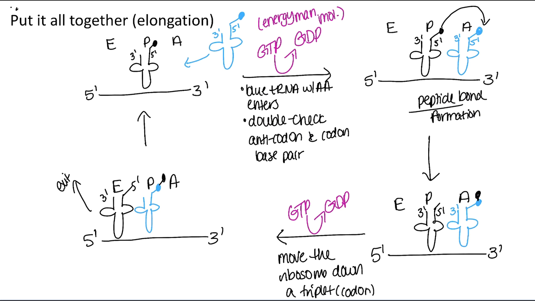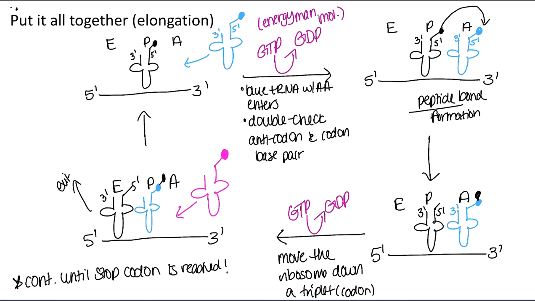Now that we have shifted down a triplet, let's add a pink tRNA here carrying an amino acid. Now that A site, that aminoacyl site, is open, and another tRNA can come in, and we repeat this cycle over and over again. This will continue until the stop codon is reached. What I encourage you to do is to draw this process out and walk yourselves through it. And again, I think that the 3D video will help you see how these pieces are moving as well.